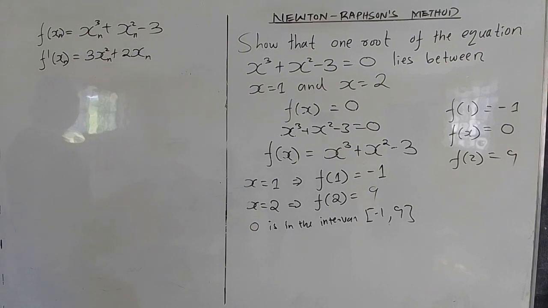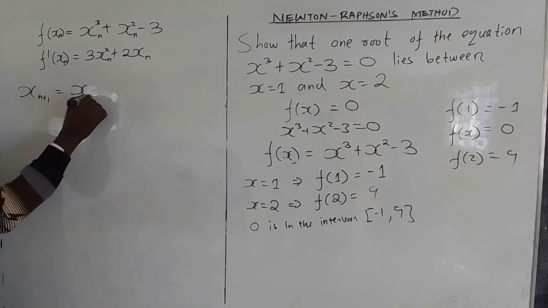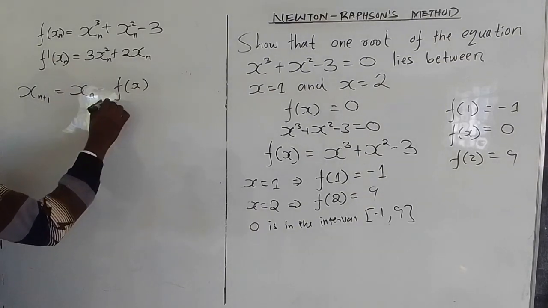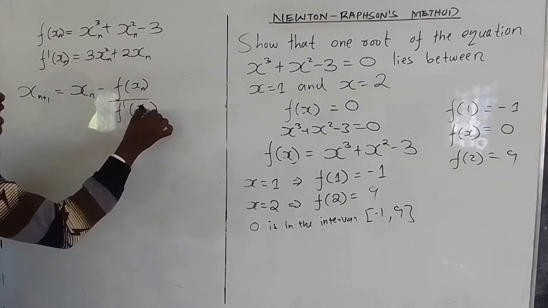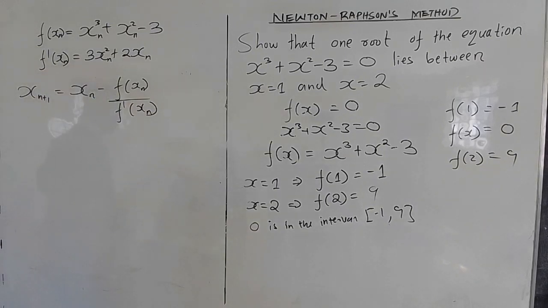So after that, you put the Newton-Raphson's formula. So what is the Newton-Raphson's formula? Xn plus 1 is equal to xn minus, you have your function f of x, then over you differentiate it, you get f prime of x, then you put your n there, f of xn divided by f prime of xn, isn't it? Yes. Are we together? Use the LCM.